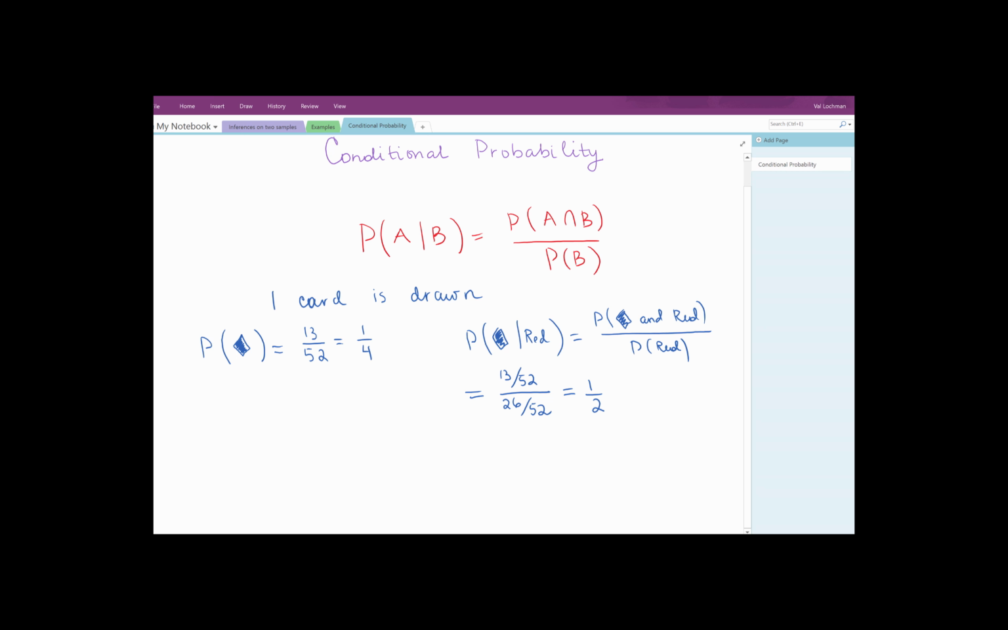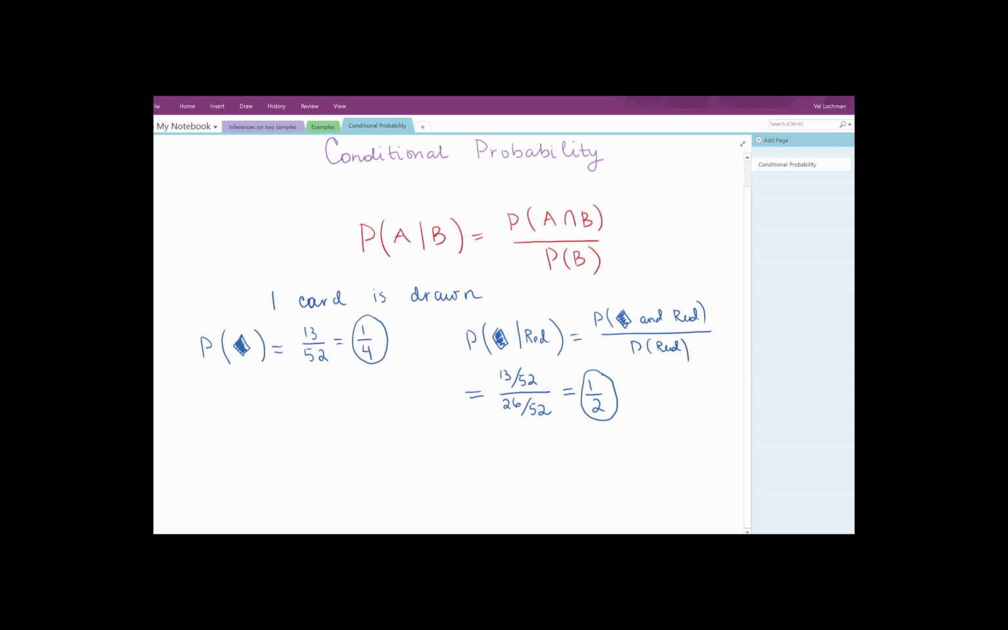Now if you look at these, they're different numbers, and this should be intuitive, right? If I would tell you my card is red, what is the chance that it's diamond? You say, well, there's only hearts and diamonds that are red, so now your sample space is reduced to half of the deck. You no longer care about the other 26 cards.